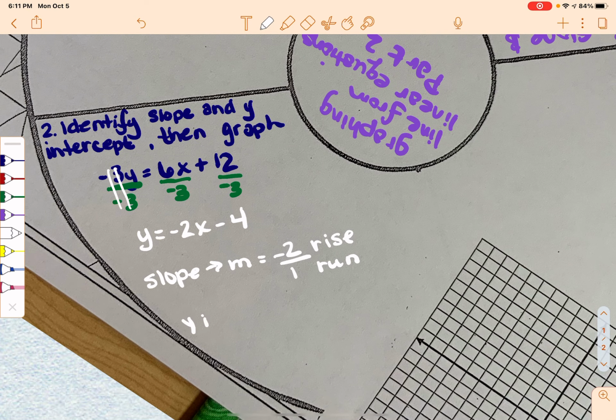My y-intercept, which is my b value, is going to be -4, which means the point is 0, -4. And that's what I start graphing with.